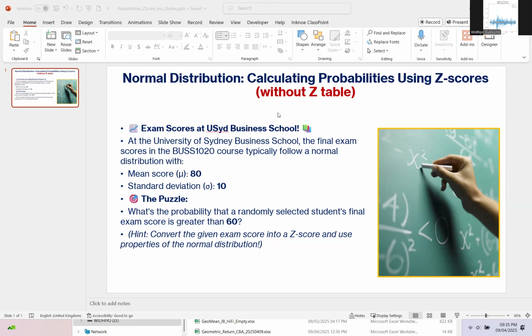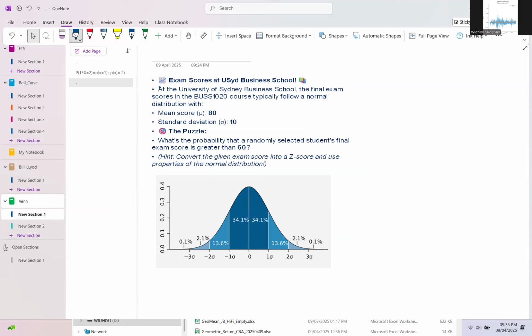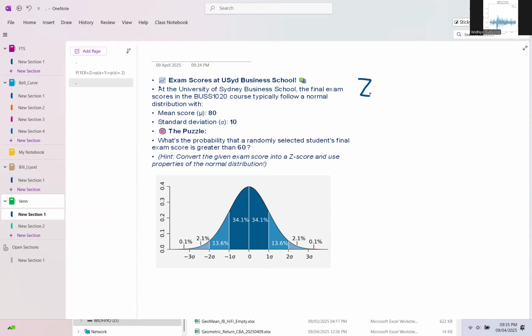Okay, now let's move to OneNote. In here, first we need to calculate the Z-score. So what is the Z-score? The Z-score calculates how far a value of x is from its average or mean in sigma units. So how many sigma?